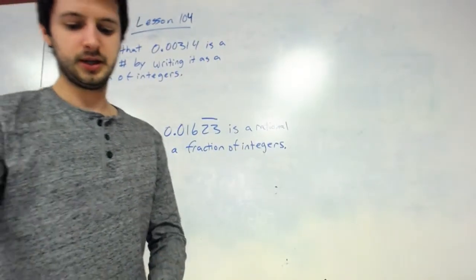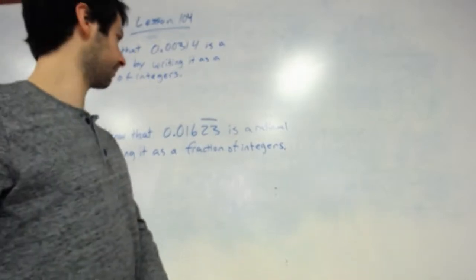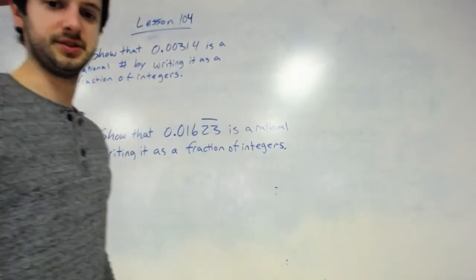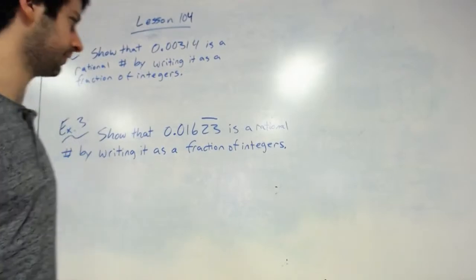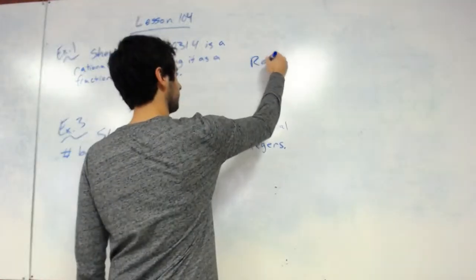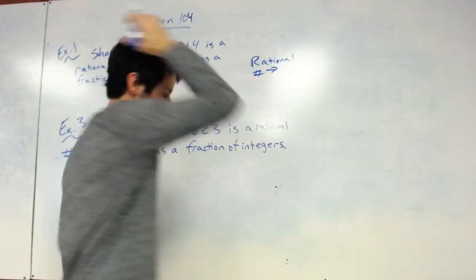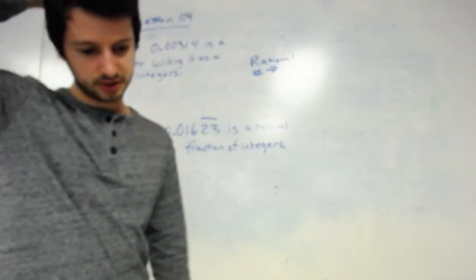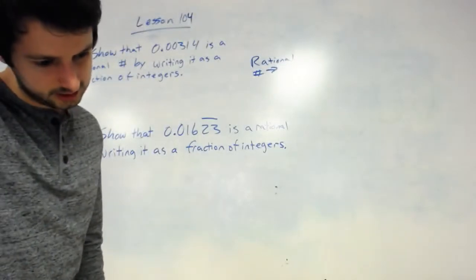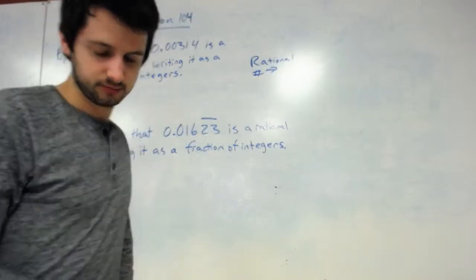In lesson 104, we're going to look at writing rational numbers as fractions of integers. Now let's define a couple of things. A rational number, what's a rational number? I'll just read the definition: if the digits in a decimal number terminate, it's a rational number.